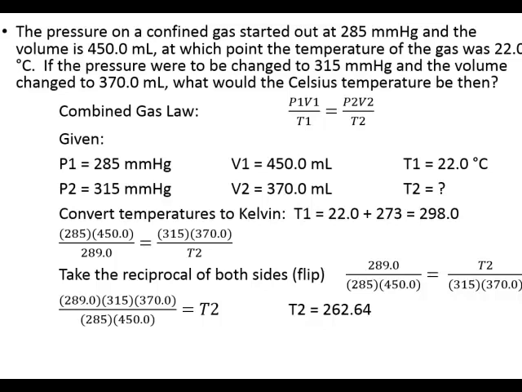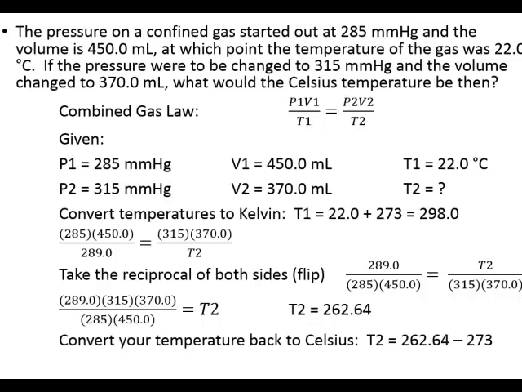I plug all that into my calculator, and I get 262.64. Remember, that's degrees Kelvin. So I have to remember to subtract off that 273 to convert back to Celsius. I do that, and I get a final temperature of negative 10.36 degrees Celsius. Let's take a look at another example.